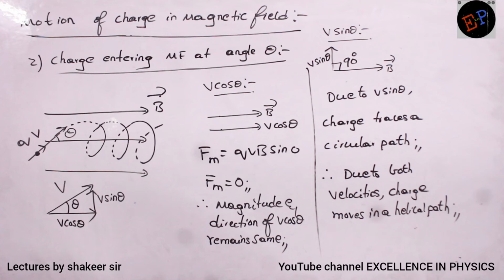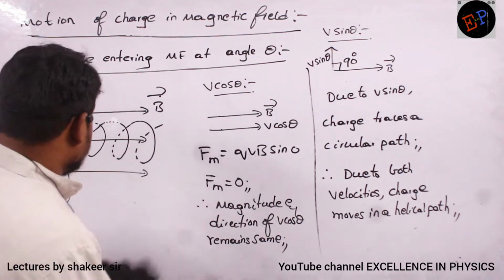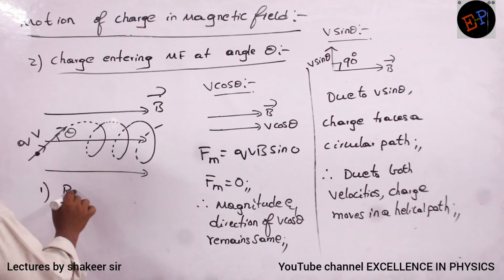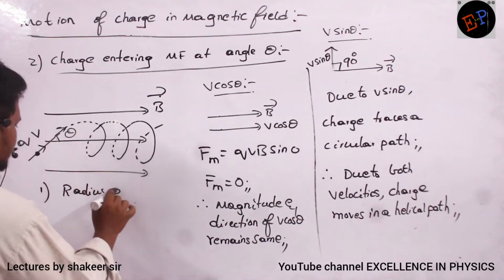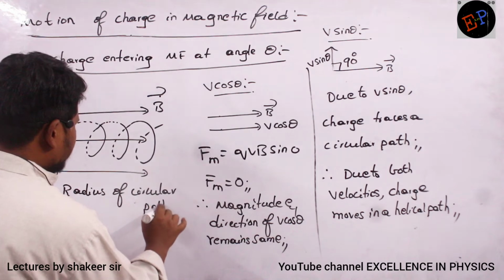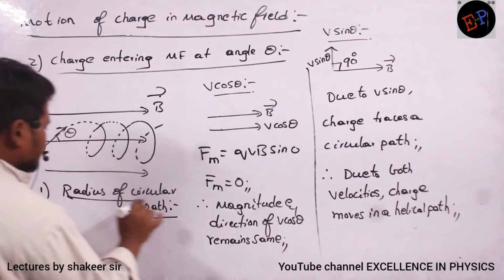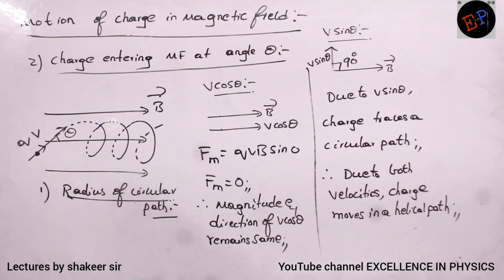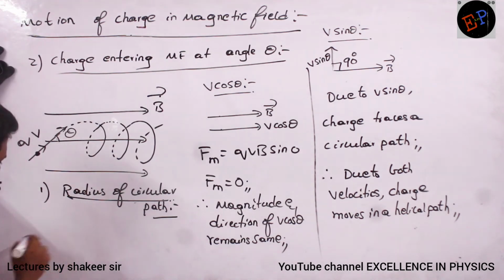Now some calculations we should do for this helical path also. First calculation is the radius of the circular path. So what is the radius of this circular path? In a helical path, a circle also will be there, no? And that circle will have a radius. Okay? So very easily I can calculate.